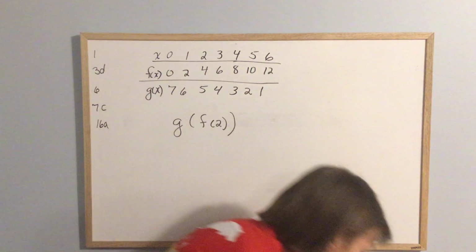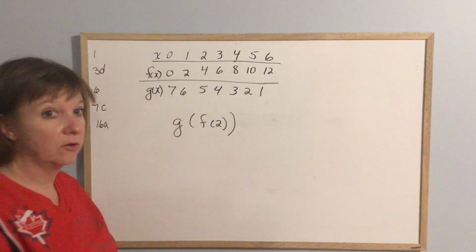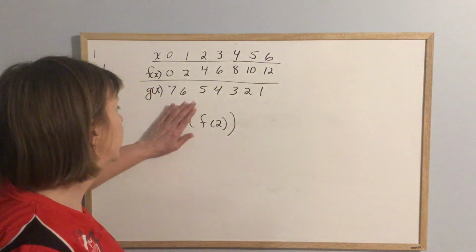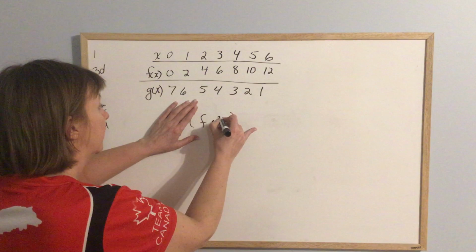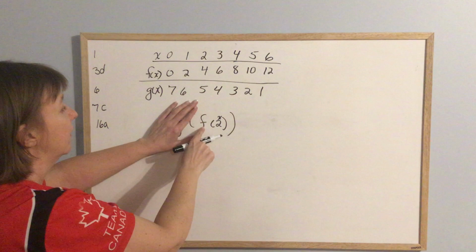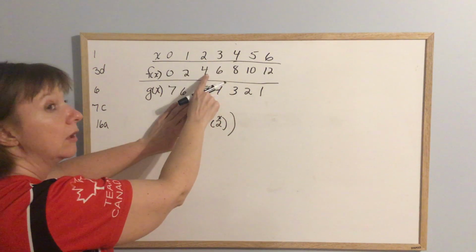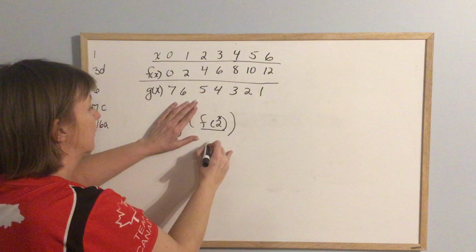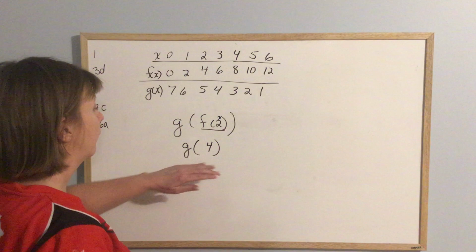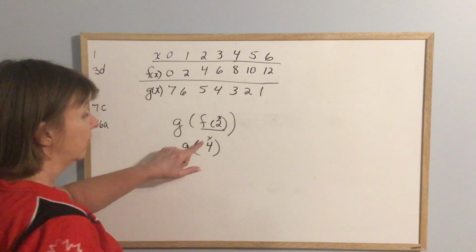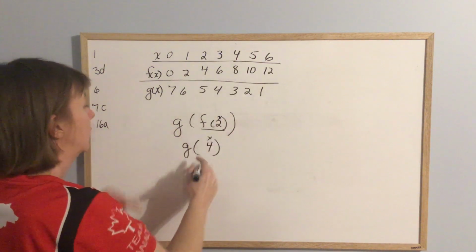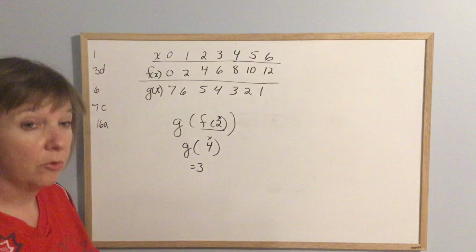So if I'm doing something like g at f at 2, I actually work from the inside and go outside. The first thing I do is I say whatever's in this bracket, that's the x value. So the x value is 2. And what is the f value if x is 2? Well, the f value is 4. So this is 4. And then they want g at 4. So now this is my x value, so 4, and g would be 3. So that's how I would do that.